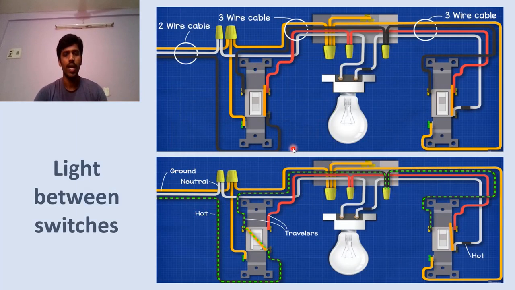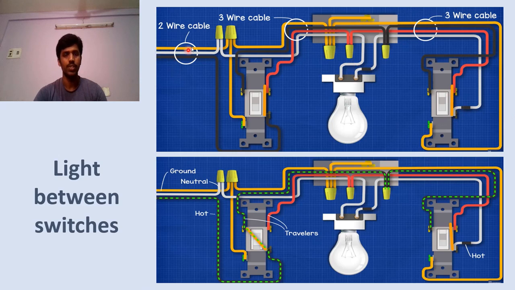What if the light is present between the two switches? Then the connection will look like in the first figure. Here the hot wire is given to the common terminal of switch 1, and the right traveler terminal of switch 1 is given to the right traveler terminal of switch 2, and the left traveler terminal of switch 1 is given to the left traveler terminal of switch 2.